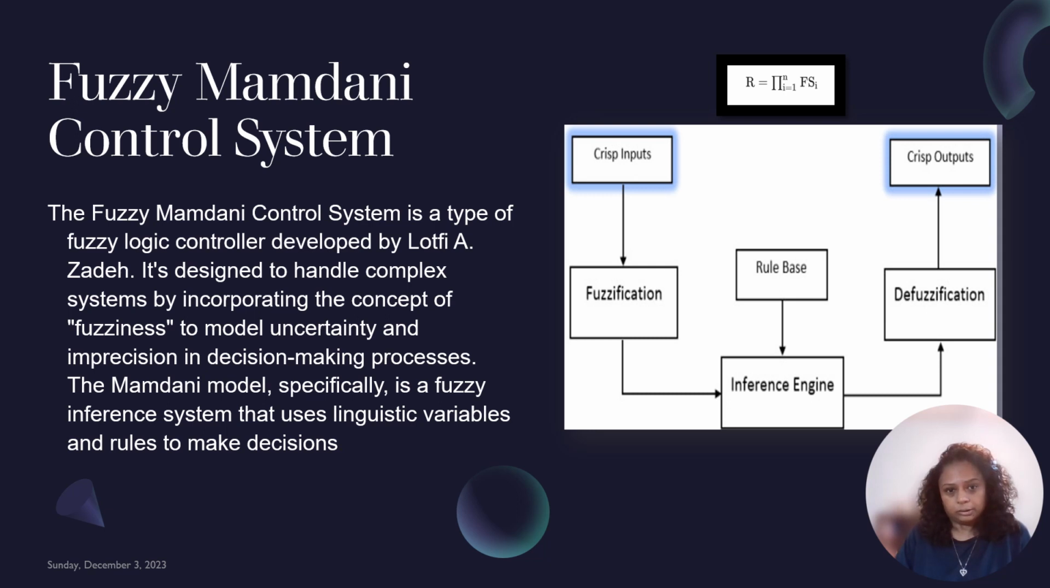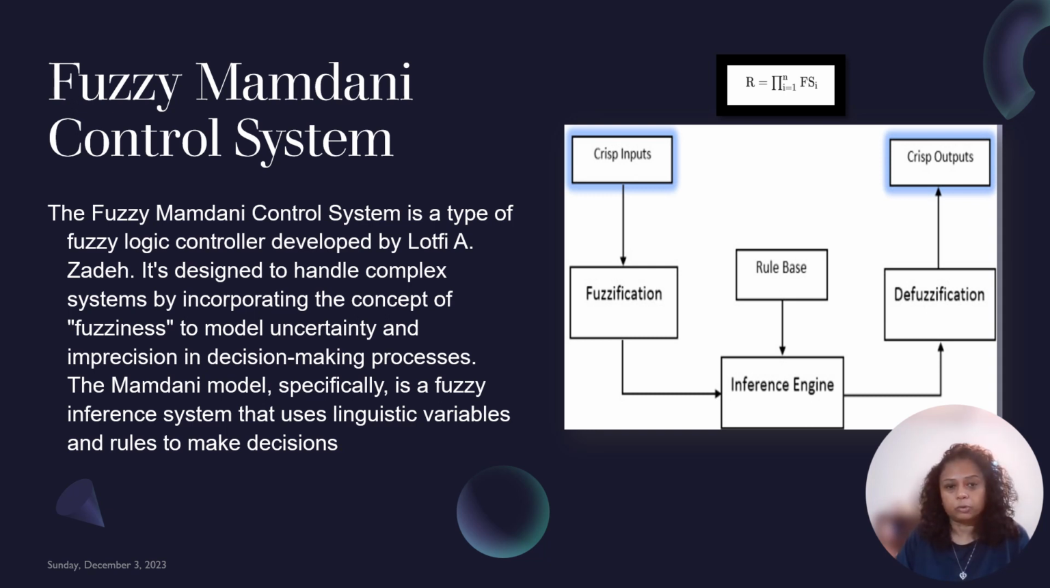Inference engine. Fuzzy rules are applied to the fuzzy input values during the inference phase to produce fuzzy output values. Based on the input values, this step entails calculating the extent to which each rule is satisfied. A collection of fuzzy output values connected to every rule is the end outcome.